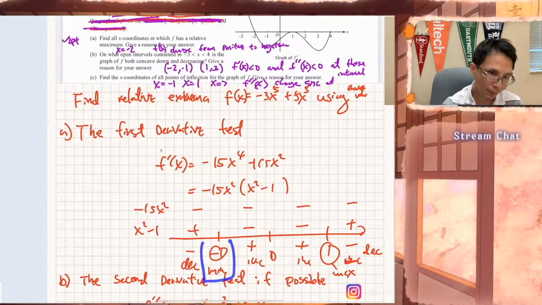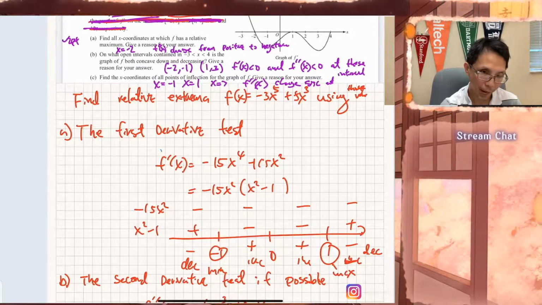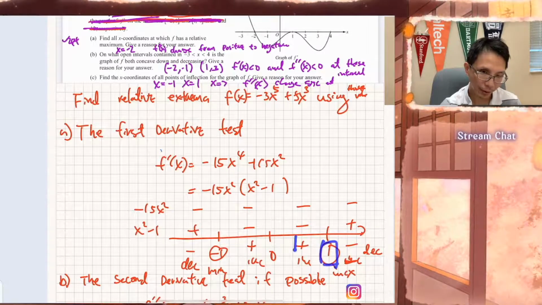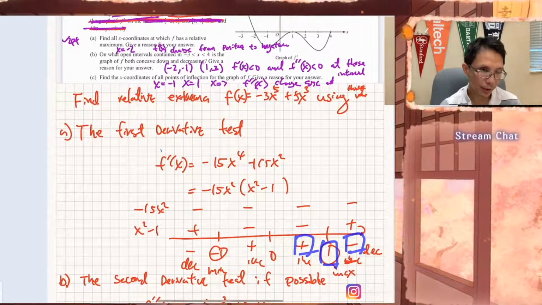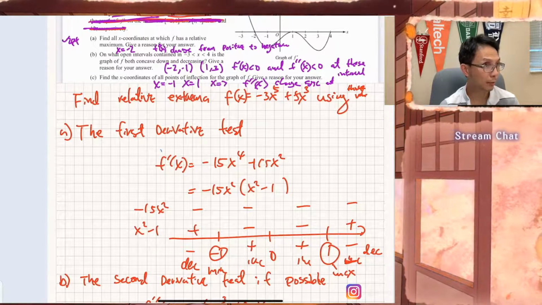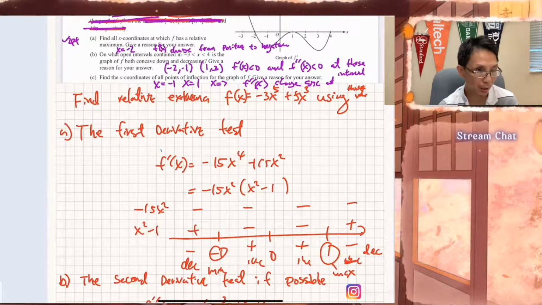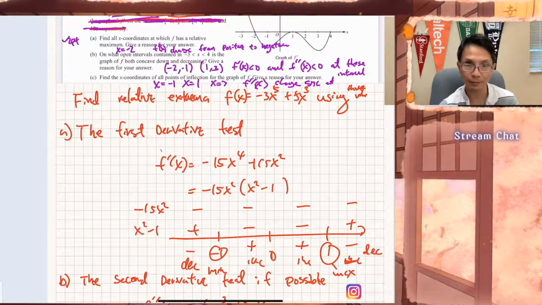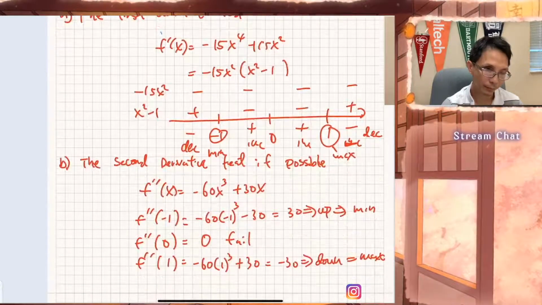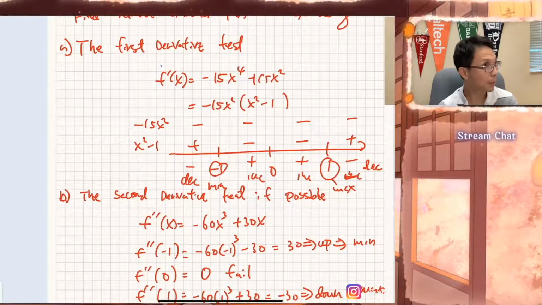You will have a min because you got negative to positive. You will have a max because you got positive to negative. So you got those 2 points. And 0 is neither, because 0 does not fulfill a maximum or minimum, since you went positive, positive. So the minimum is at -1, and the maximum is at 1.